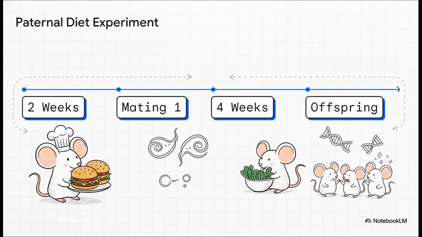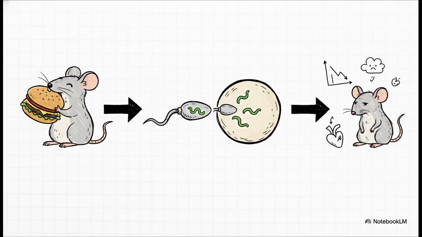The experiment they designed was really clever. They took some male mice and put them on a high-fat diet for just 2 weeks. Then they split them into 2 groups. One group mated right away. The other group, though, went back to a normal, healthy diet for about a month before they mated. This setup was genius because it let them pinpoint if the diet's effect was a temporary thing or something more lasting. And the findings were crystal clear.